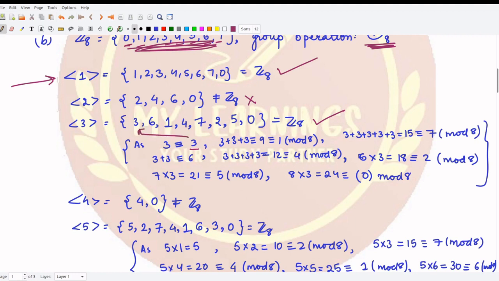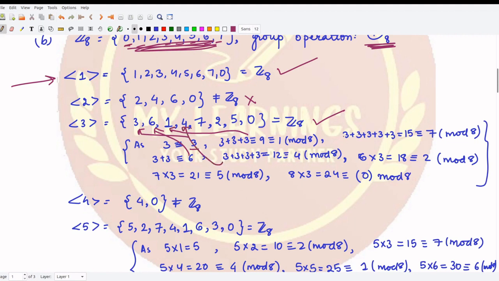6 under mod 8 is 6, correct? Next you have 3 added to itself 3 times, so it is 9. 9 under mod 8 is 1. Then 3 added to itself 4 times is 12. 12 under mod 8 is 4, correct?